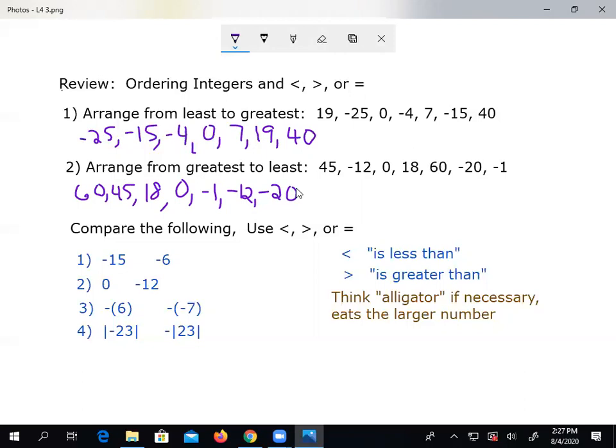And sometimes if you put them on a number line, that would also help you see how things work as well.